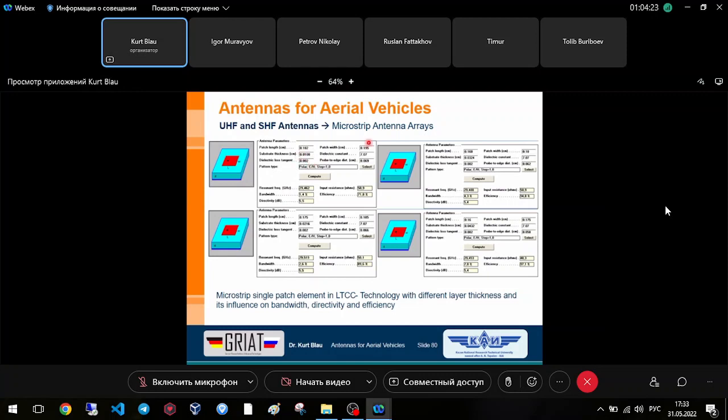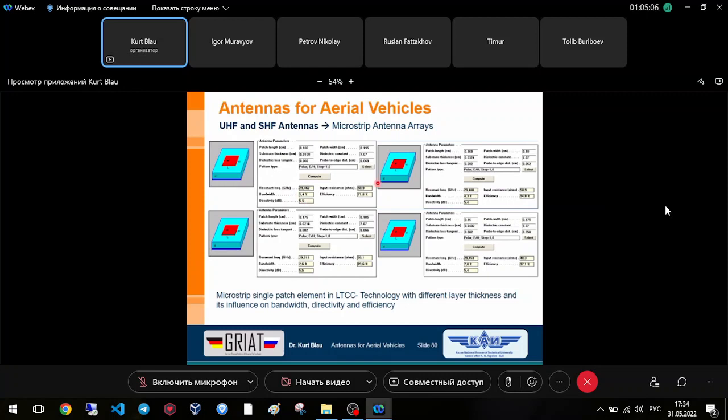Then the patch width is a little bit larger, because we have to excite a special mode, and it's 1.95 millimeters. Means the patch dimensions are very, very small, and what you can achieve with this design is a very small bandwidth, 1.4%. Then we have a directivity in dB. It's not the gain, but in principle you can say it's about a gain. It's 5.5 dB or 5.5 dBi.